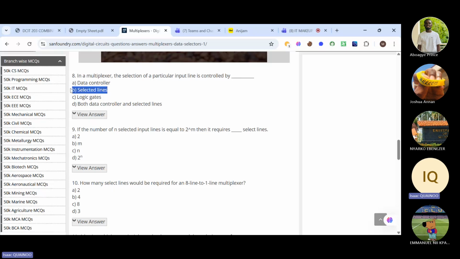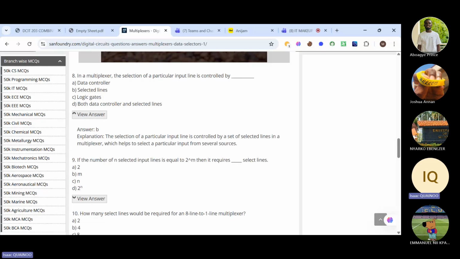I'll go for B here, which is select line, because the selection of a particular input line is always controlled by the selector. So we said that the selector input is the only thing that determines which particular input line can be selected. So the selection of a particular input line is controlled by a set of select lines in a multiplexer, which helps to select a particular input from several sources. So please let's take note.